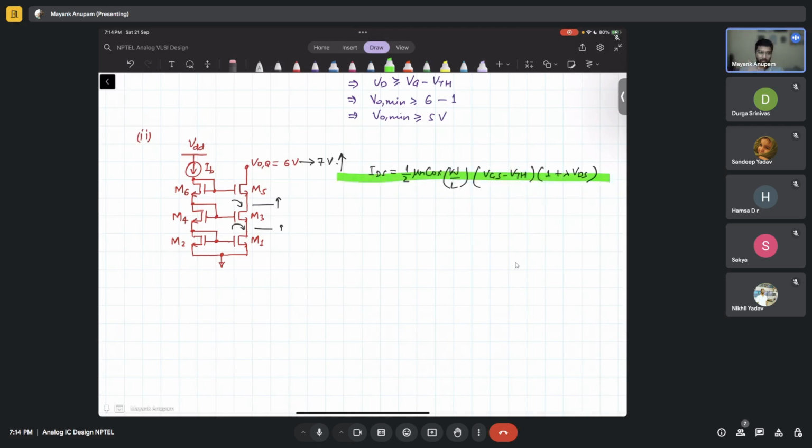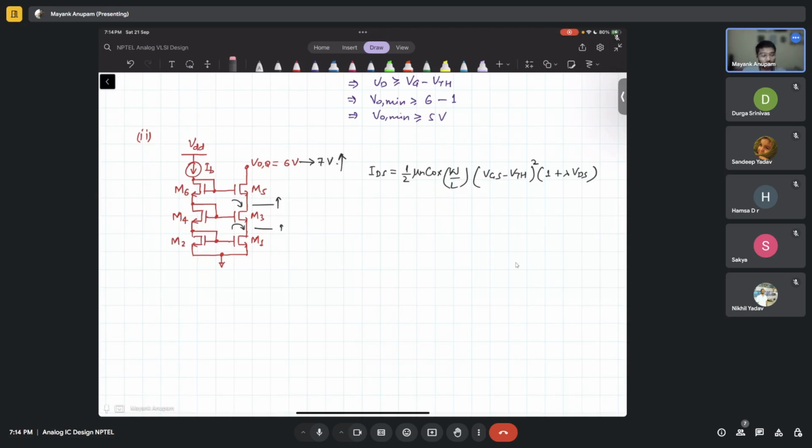I wrote the current equations for each and every MOSFET, and then I tried to solve it. I got such huge equations that I was not able to solve it. Oh, by the way, I forgot this thing: this is a square, right? So it's a quadratic equation here, and it's a very messy thing. At the final stage, I don't think I even got any answer because the calculations were so complex.